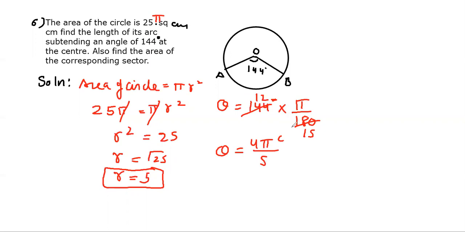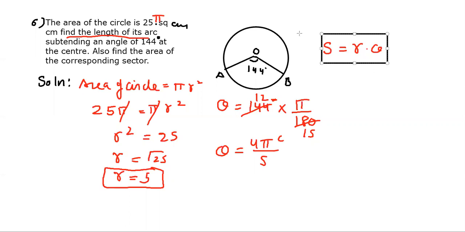So what we are asked to find out, find the length of its arc. He has asked here, you can see I'm marking here, find the length of its arc. So if I want to find the length of arc, that is written as S. Now S is given to be r into theta. We know that this is the formula. S is equal to r theta is the formula to find out length of arc.